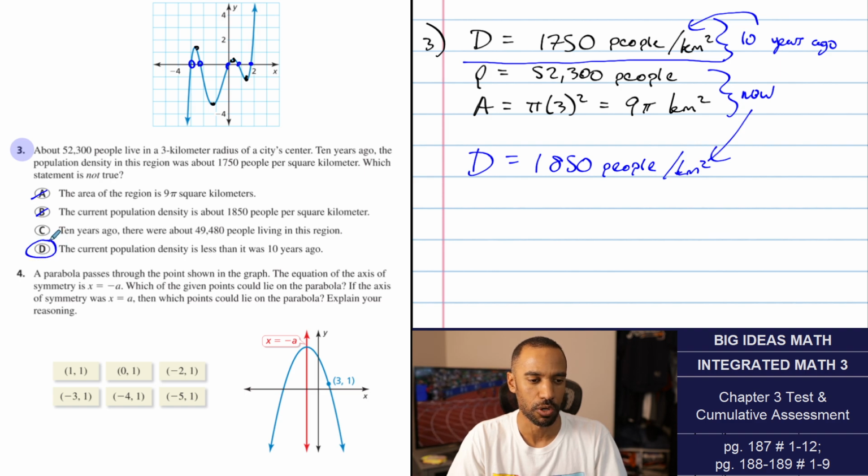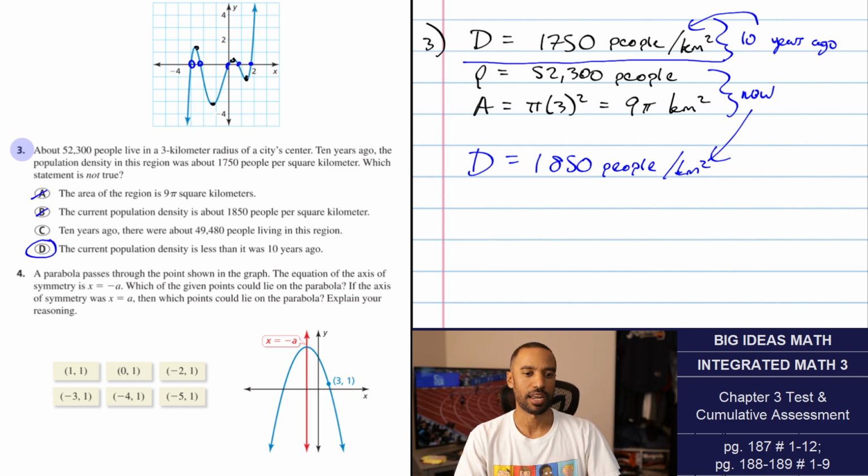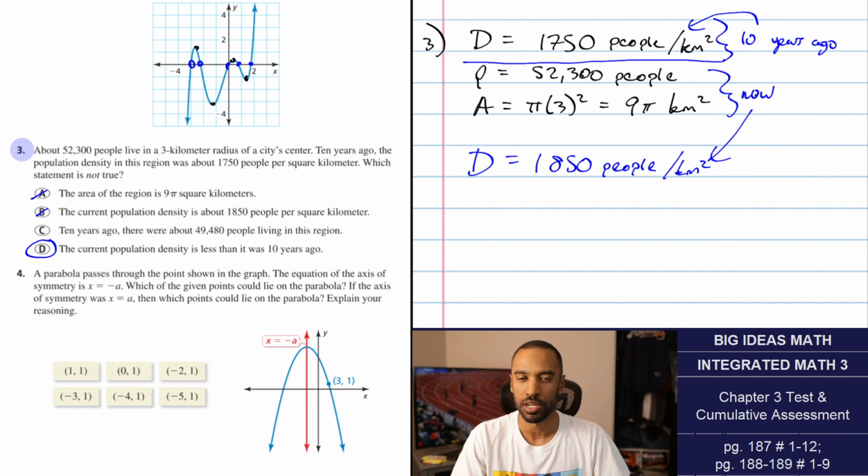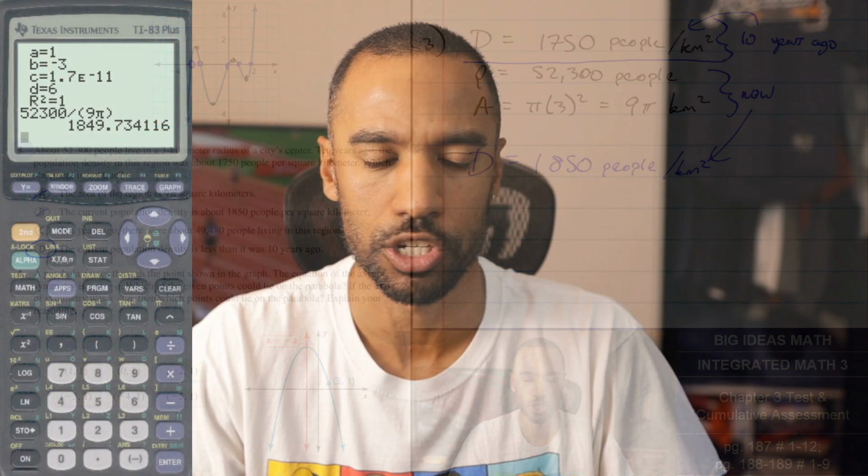Let's look at what the 10 years ago was talking about. 10 years ago, there were about 49,480 people living in the region. In order to do that, you take 1,750 and multiply by 9 pi. So let's see that that should be true.